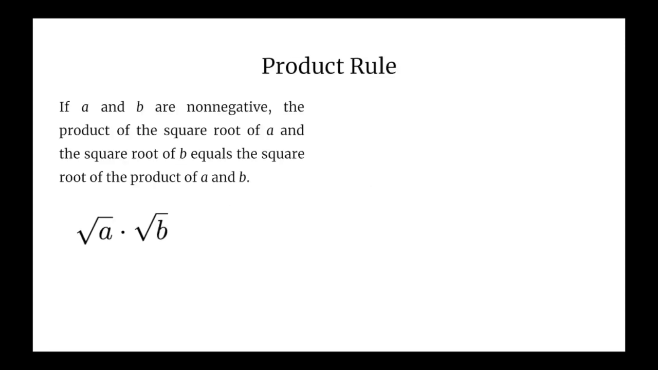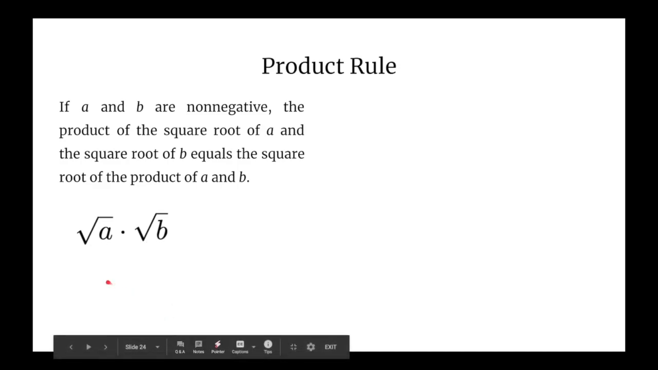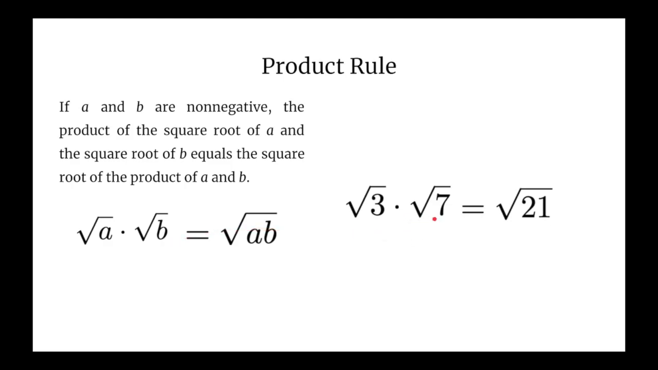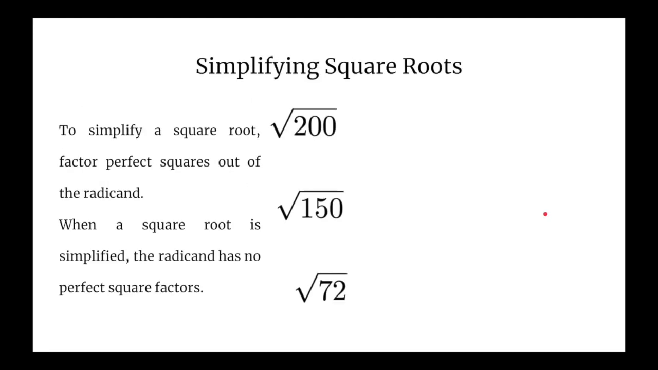Here's the product rule. If a and b are non-negative, the product of the square root of a and the square root of b equals the square root of the product of a and b. So we have the square root of a multiplied by the square root of b equals the square root of a multiplied by b. Here's an example. The square root of 3 multiplied by the square root of 7 is equal to the square root of 21. Now let's talk about simplifying square roots.